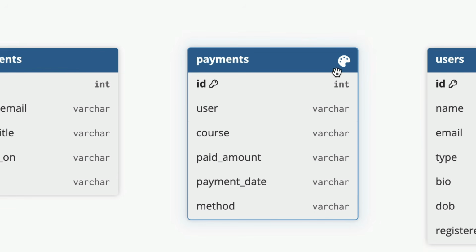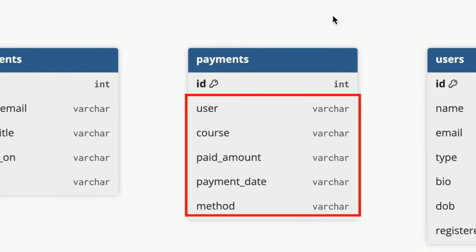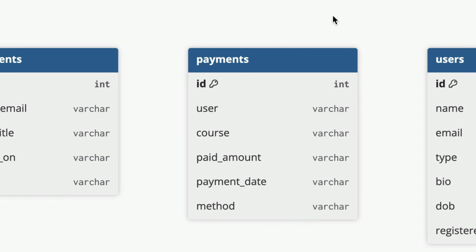Let's look at the payments table. We have a few columns: user, course, payment amount, payment date, and method. All of these columns are varchar or free text. This includes payment amount, which is a string, not a number. That means we can't sort or calculate it reliably.